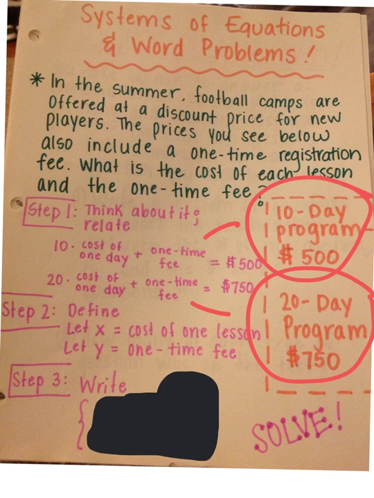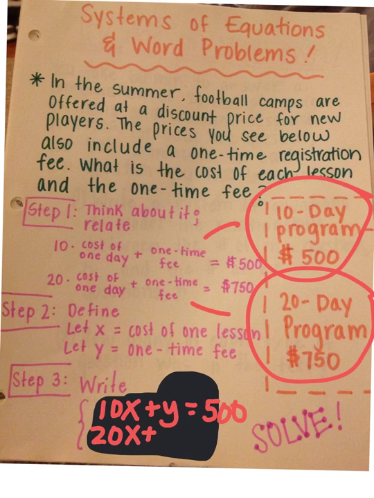Step three is to write our systems of equations. So the first one will be 10x plus y equals 500. The second one will be 20x plus y equals 750. I got the 10 from the 10-day program and the 20 from the 20-day program. So it's basically what we did in step one, except now we're actually writing our systems of equations.